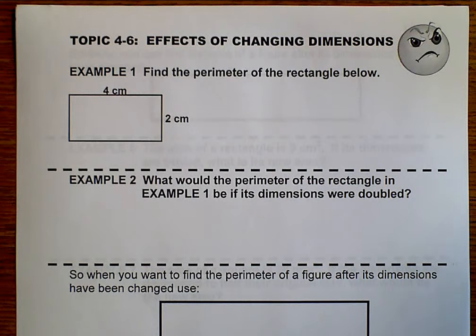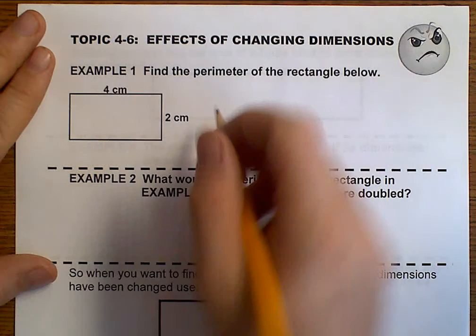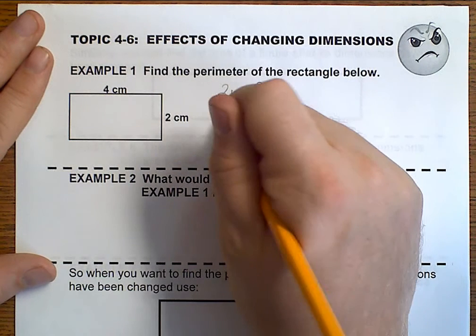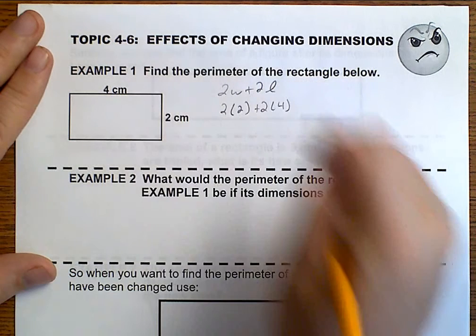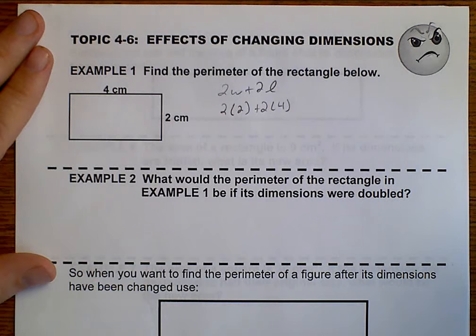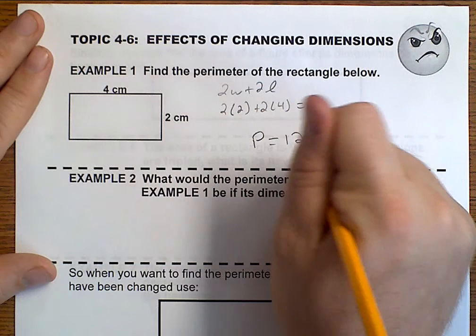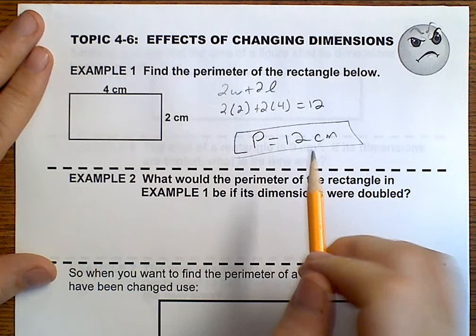Let's start off. Find the perimeter of this rectangle, which is 2w plus 2l, means 2 times 2 plus 2 times 4, which is 12. And so my perimeter equals 12 centimeters. Simple enough.